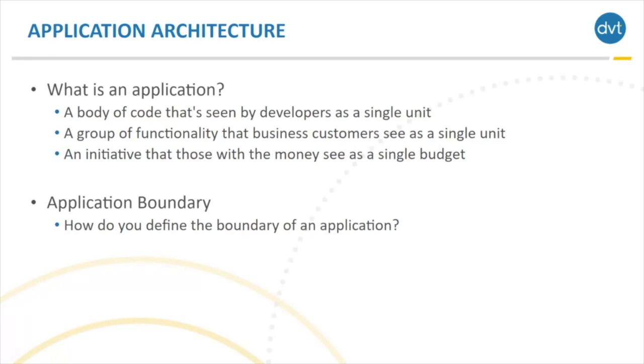There are various ways that you can identify. I've mentioned 3 things over there on the top. It could be a body of code that the developers see as a single unit of work, and that's what they think an application is. It could be a group of functionality that the business customers see as a single unit, or it could be an initiative from your investors or someone else who sees it as a single budget, to say that, hey, this much amount has been set for that particular kind of feature, and that's what we expect it to do, and this is what our customers demand, and hence why the application has to do that.